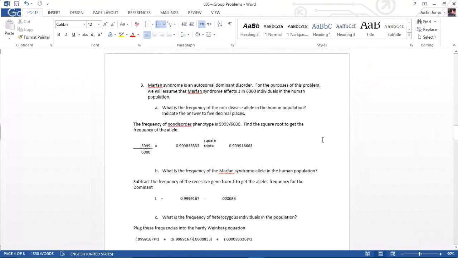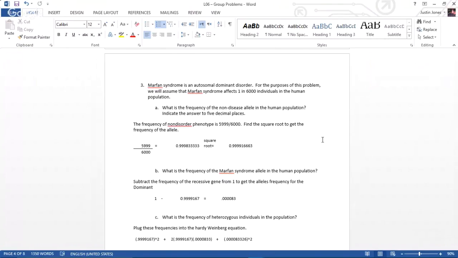Number 3, Marfan syndrome is an autosomal dominant disorder. For the purposes of this problem, we'll assume that the syndrome affects 1 in 6,000. The question is, what is the frequency of the non-disease allele in the human population? Well, let's go back. Marfan syndrome affects 1 in 6,000. Is it dominant or recessive? It's dominant, which means that for the recessive, we do what we did before.